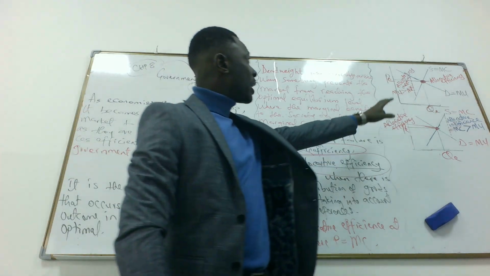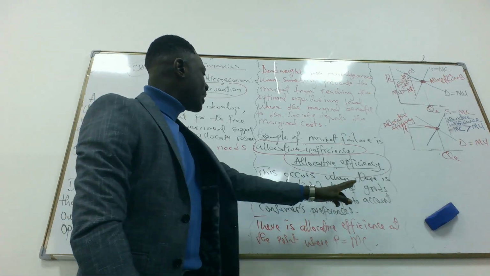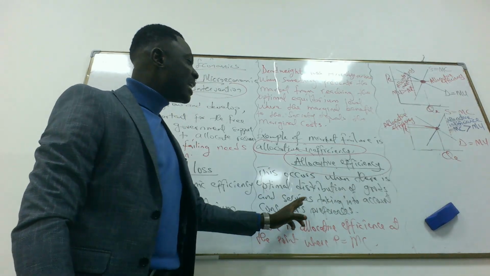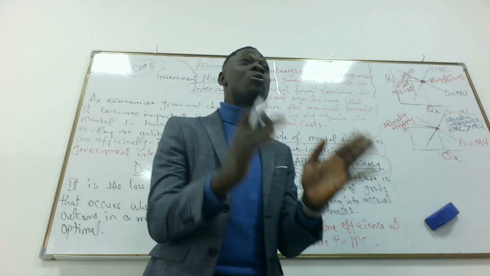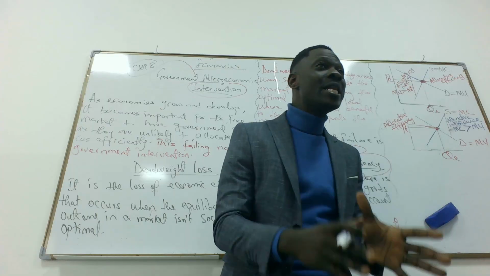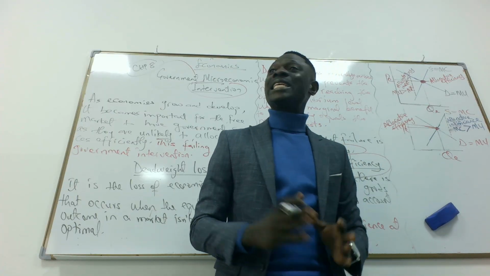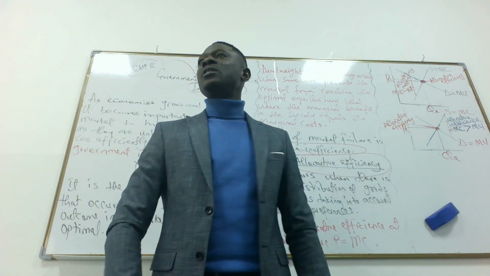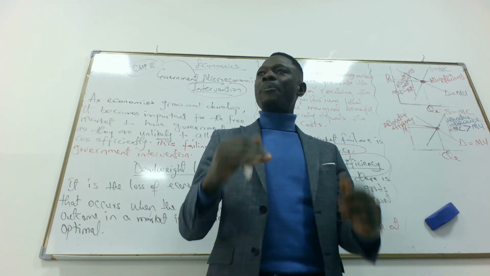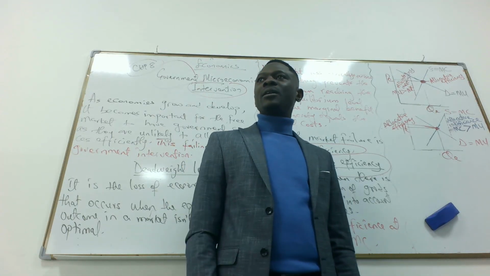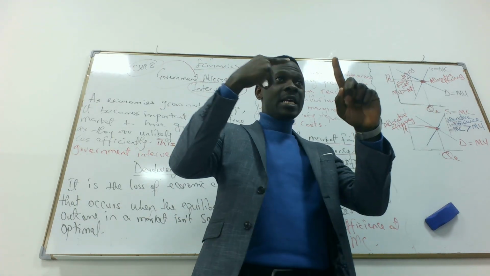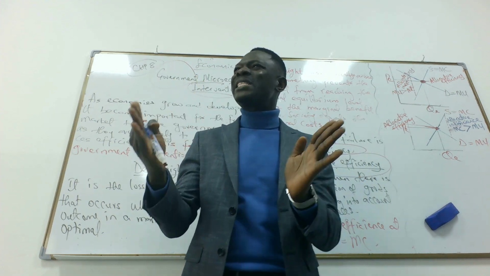Yes. So for allocative efficiency, I wrote, this occurs when there is optimal distribution of goods and services, taking into account consumers' preferences. So we are producing goods and services that consumers are willing and able to buy at a given price and the same quantity. So our price equals our quantity. Demand equals supply. So as soon as our PE intersects with QE, there's allocative efficiency.